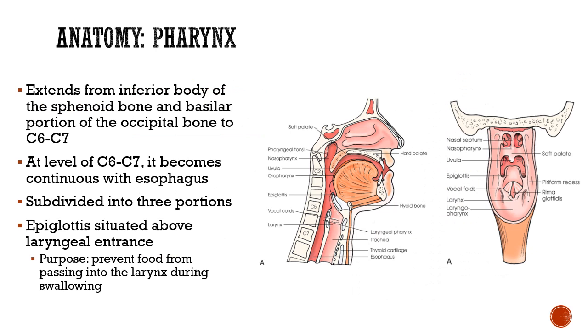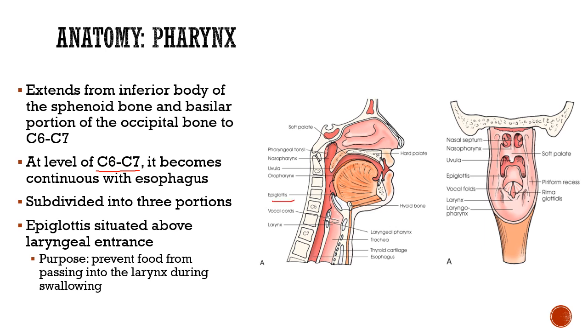The pharynx extends from the inferior body of the sphenoid bone and the basilar portion of the occipital bone and extends to C6, C7. At the level of C6, C7, it becomes continuous with the esophagus, and it is divided into three portions, which we'll take a look at.